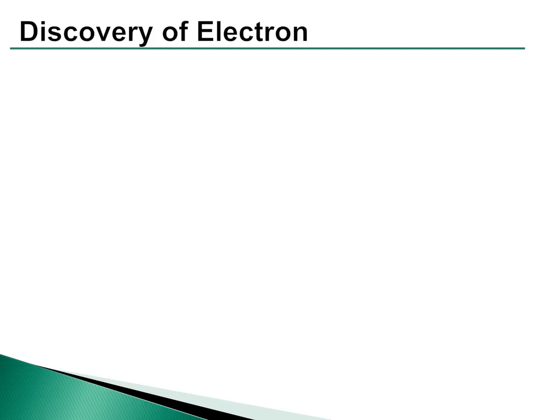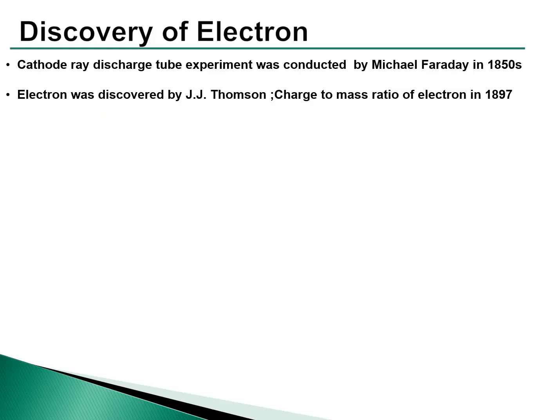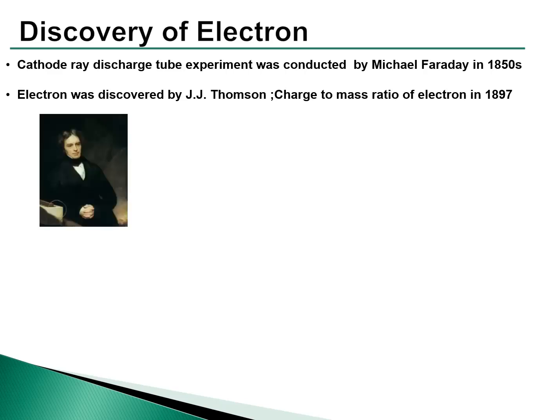Now we shall discuss the discovery of electrons. Electrical discharge was being studied in the 1850s, during which a cathode ray tube experiment had been conducted by Michael Faraday. It was discovered that the rays contained electrons by J.J. Thomson in the later part of the 19th century.